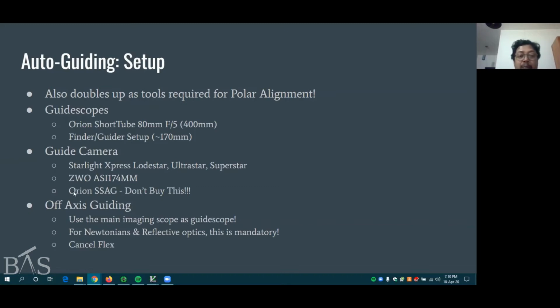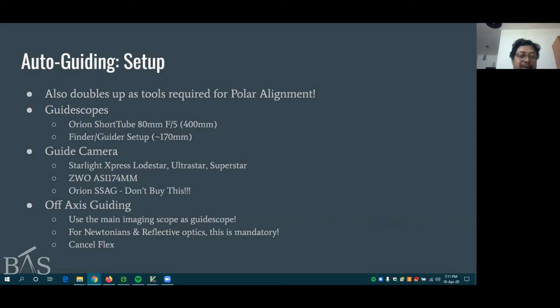A more expensive but better guide camera is from Starlight, and nowadays the ZWO range also has it. Less expensive than the Starlight ones, but equally sensitive. You need a sensitive guide camera. I'll explain why. One of the reasons is the guide camera also doubles up as a tool for your polar alignment. And one of the things that you do in polar alignment is point it to the horizon, and you need a sensitive camera to pick up a star there.